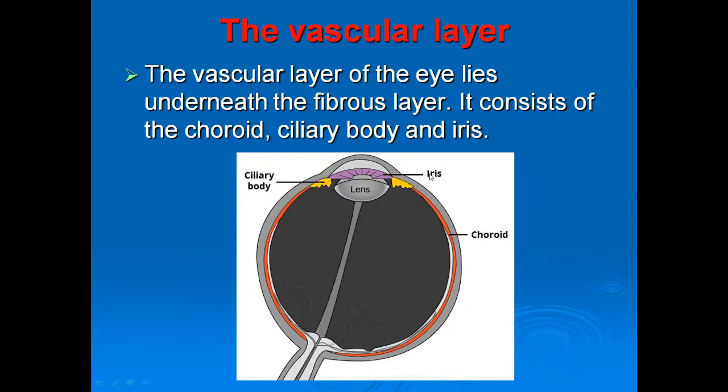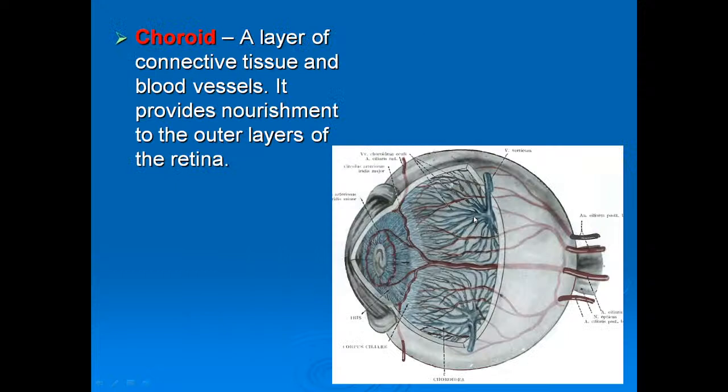Choroid is a layer of connective tissue and blood vessels. It provides nourishment to the outer layers of the retina. This is choroid.